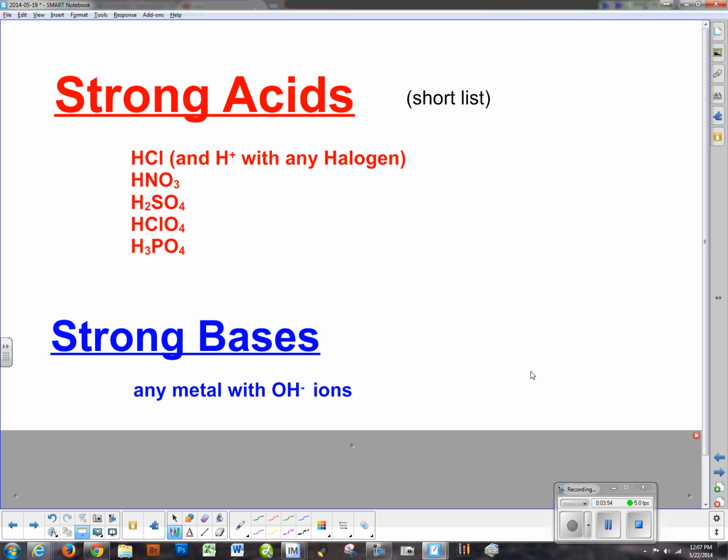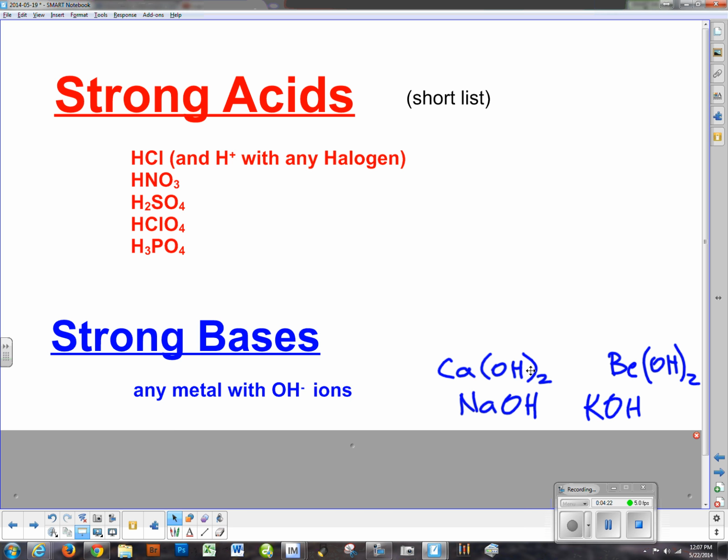So let's look at a couple of strong bases. Calcium hydroxide. And then we have another strong base like sodium hydroxide. It could be beryllium hydroxide. I think beryllium's in column 2, so this guy's going to have 2 hydroxides. And potassium hydroxide. Any of these guys would be considered strong bases. And now let's move on.